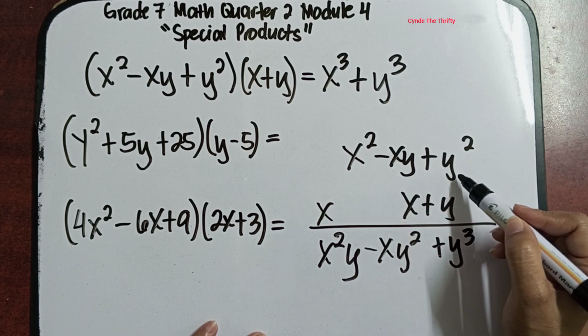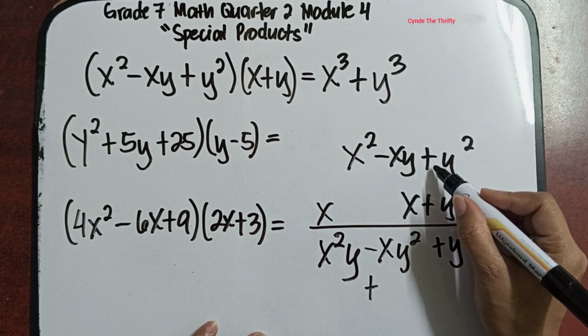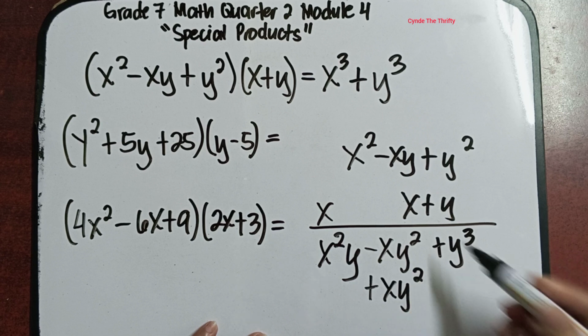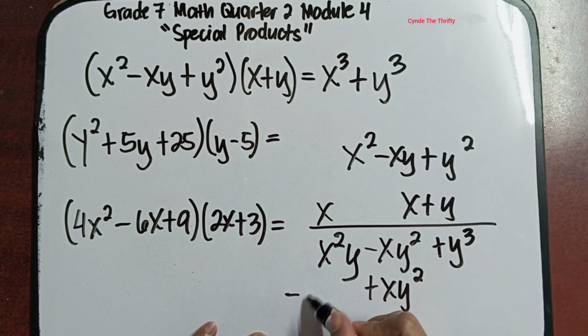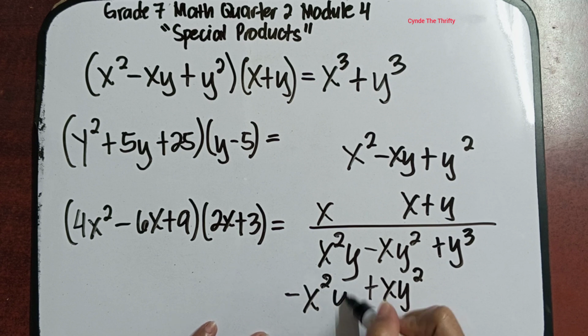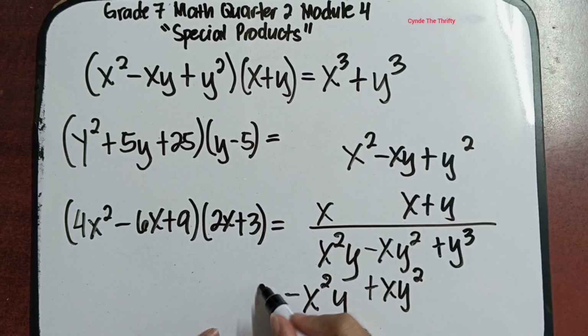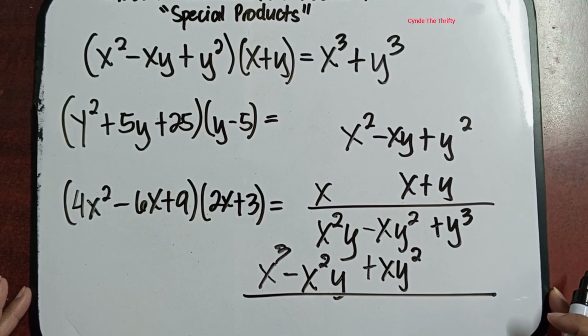x times y squared is equal to positive, kasi positive si x at positive si y squared. So, xy squared. And then x times negative xy is equal to negative x squared y. Kita ba sa baba? Ayan. And then x times x squared is equal to x cubed. Okay, so i-simplify na natin. I-move lang natin ng konti kasi hindi makita sa baba.